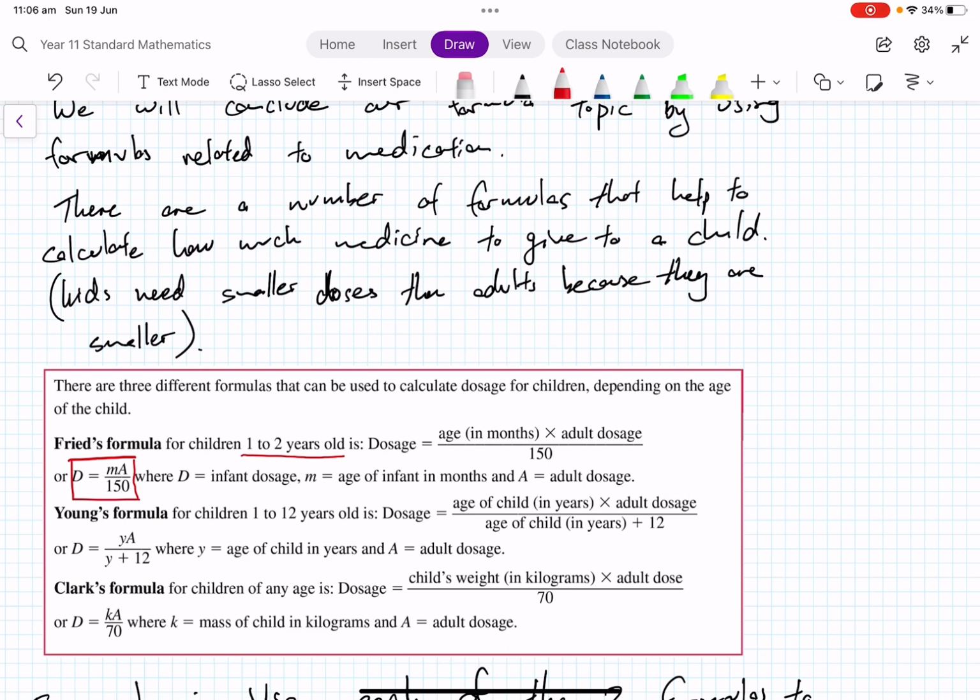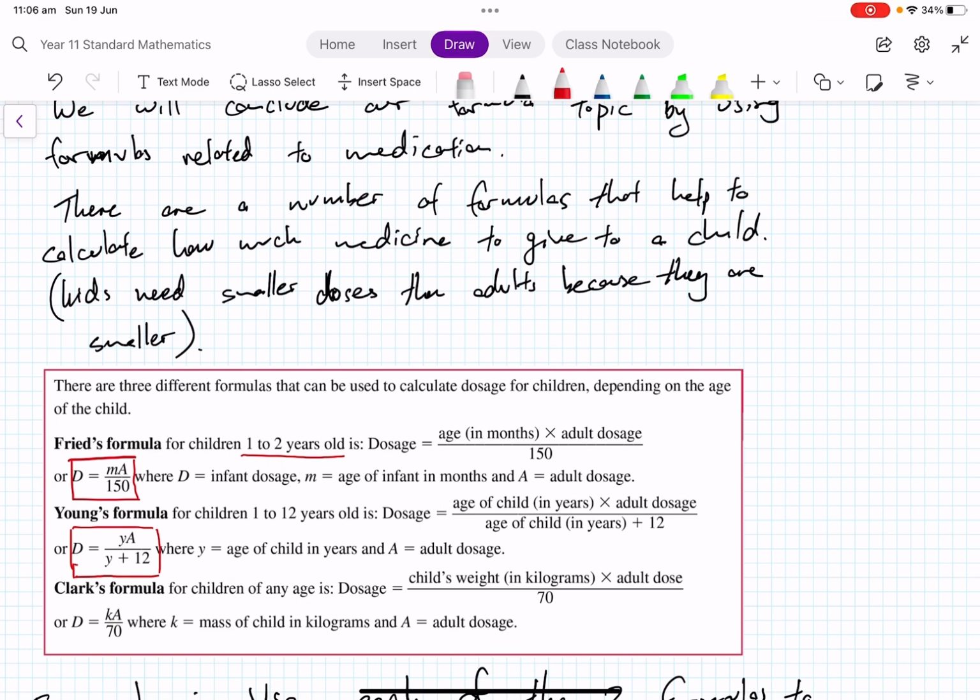Now Young's formula is the next one. 1 to 12-year-old is this one. Again, this one uses the age. I'll let you think about what the problem might be with any formulas that use age as the basis. This is age in years, and of course there's a lot of variation unless you get more accurate, from 1 to 2 or 1.5. We'll look at an example of that.